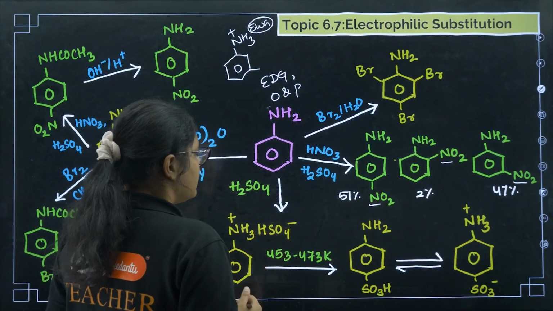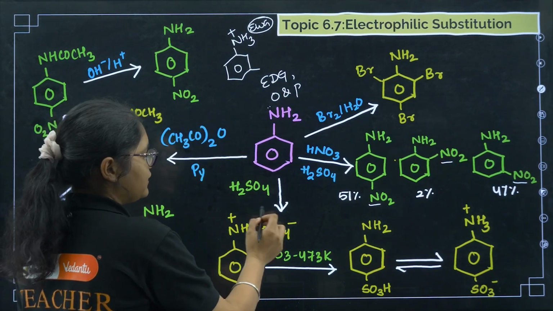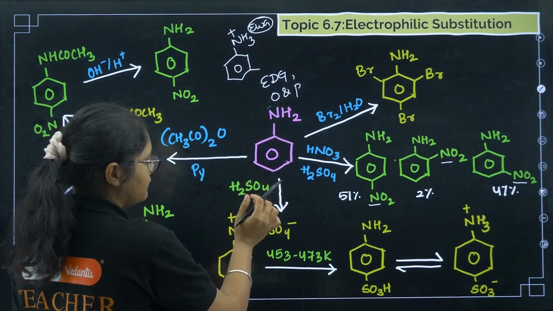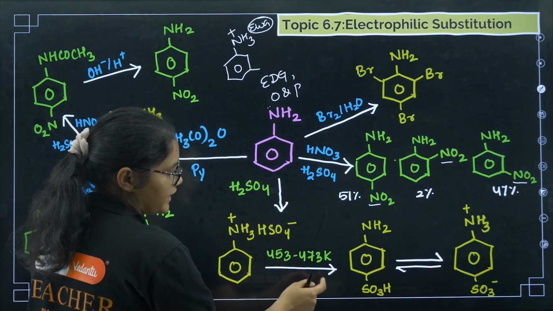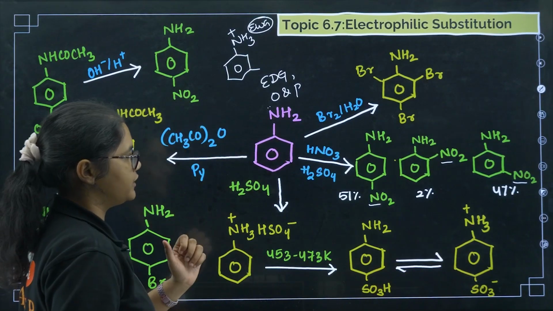Now, if you treat with H2SO4, the same thing happens again. One salt is formed, then if you heat it, there is a proton exchange, and finally you get NH3 plus and SO3 minus for sulfonation.